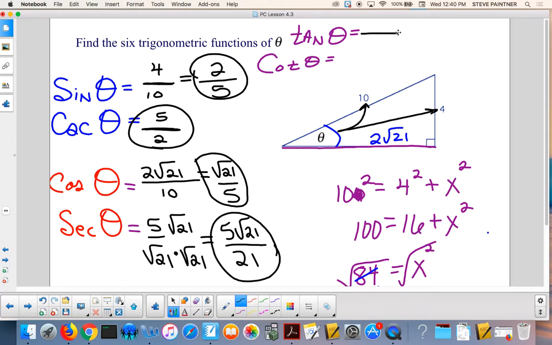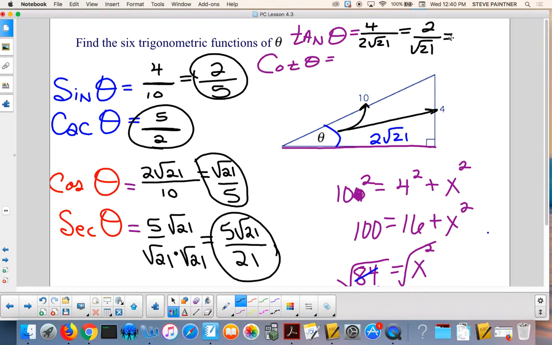I didn't simplify that. Well, that would be 2 square roots of 21 over 21. Okay, you're giving me the answer, I think. Can you just give me opposite over adjacent? 4 over 2 square roots of 21. And then I would probably reduce 4 and 2 to what? 2. 2 over square root of 21.